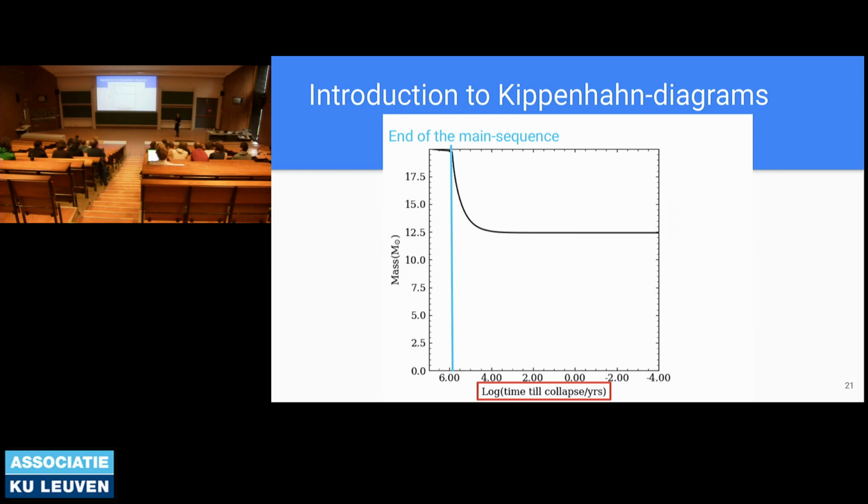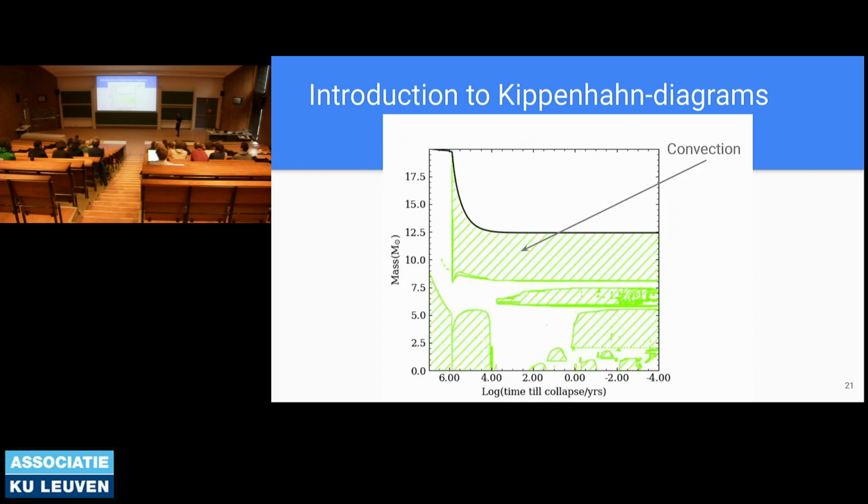So, but now it's very empty. And you know Kippenhahn diagrams are generally very busy and complicated. So what do we do? Well, we start with convection. So all the green hatched areas here are now areas where convection is your main mixing mechanism.